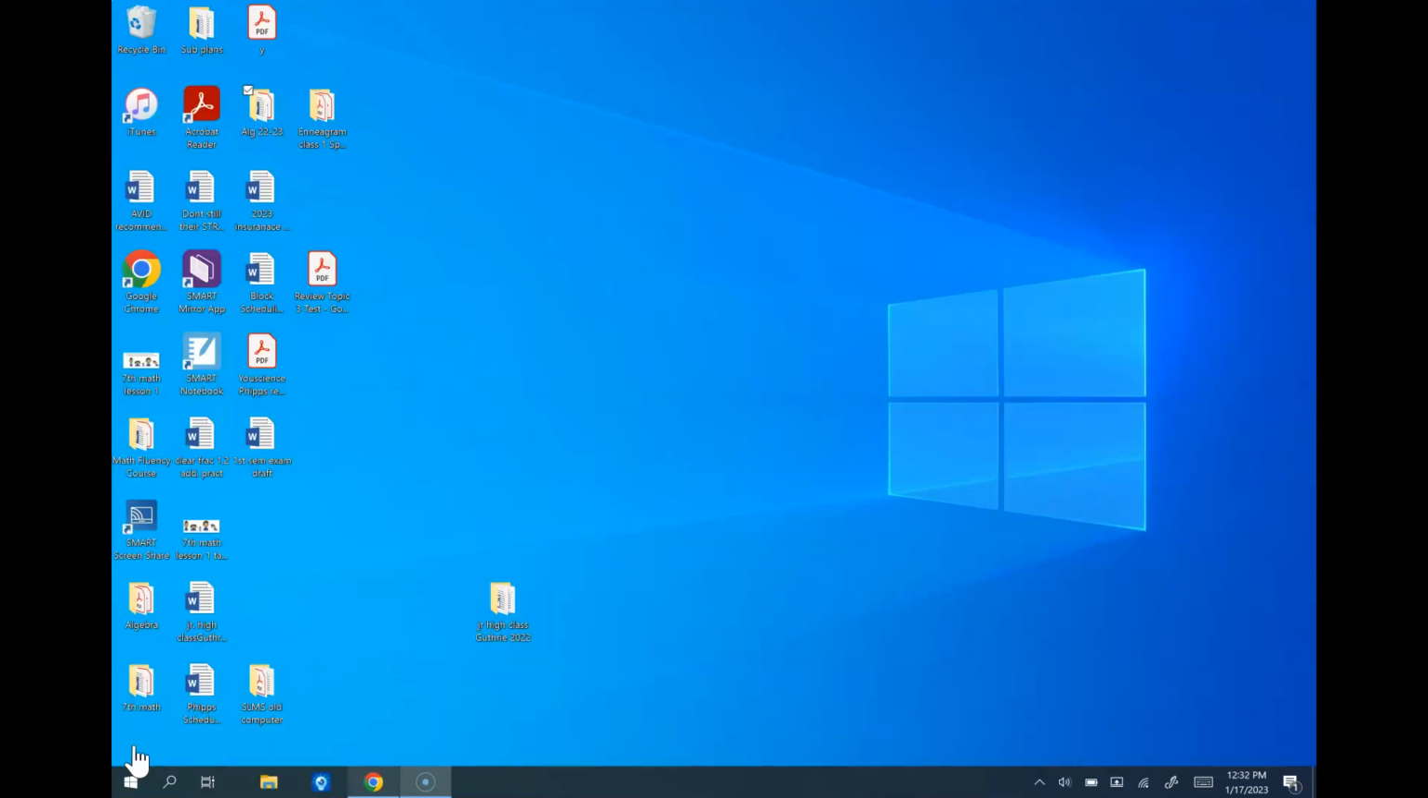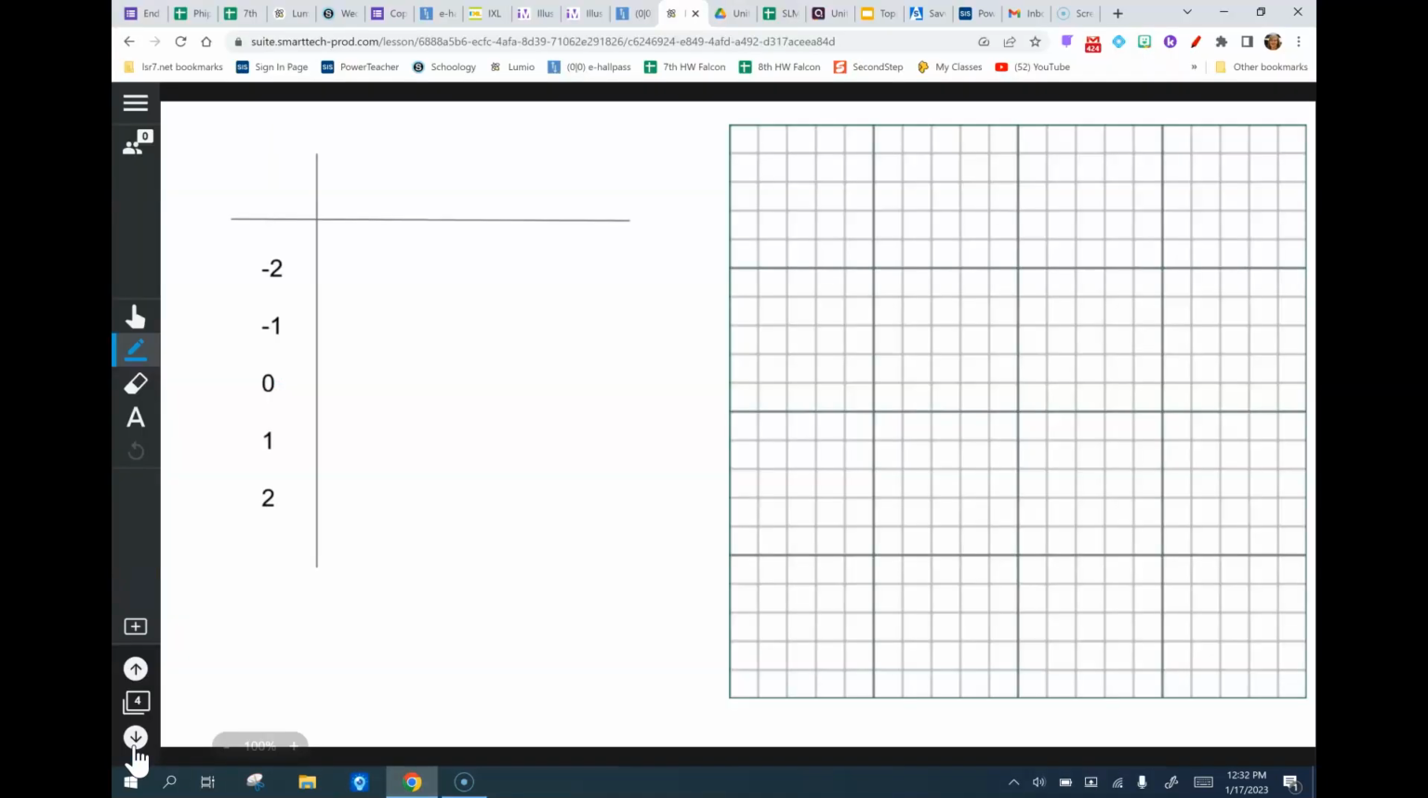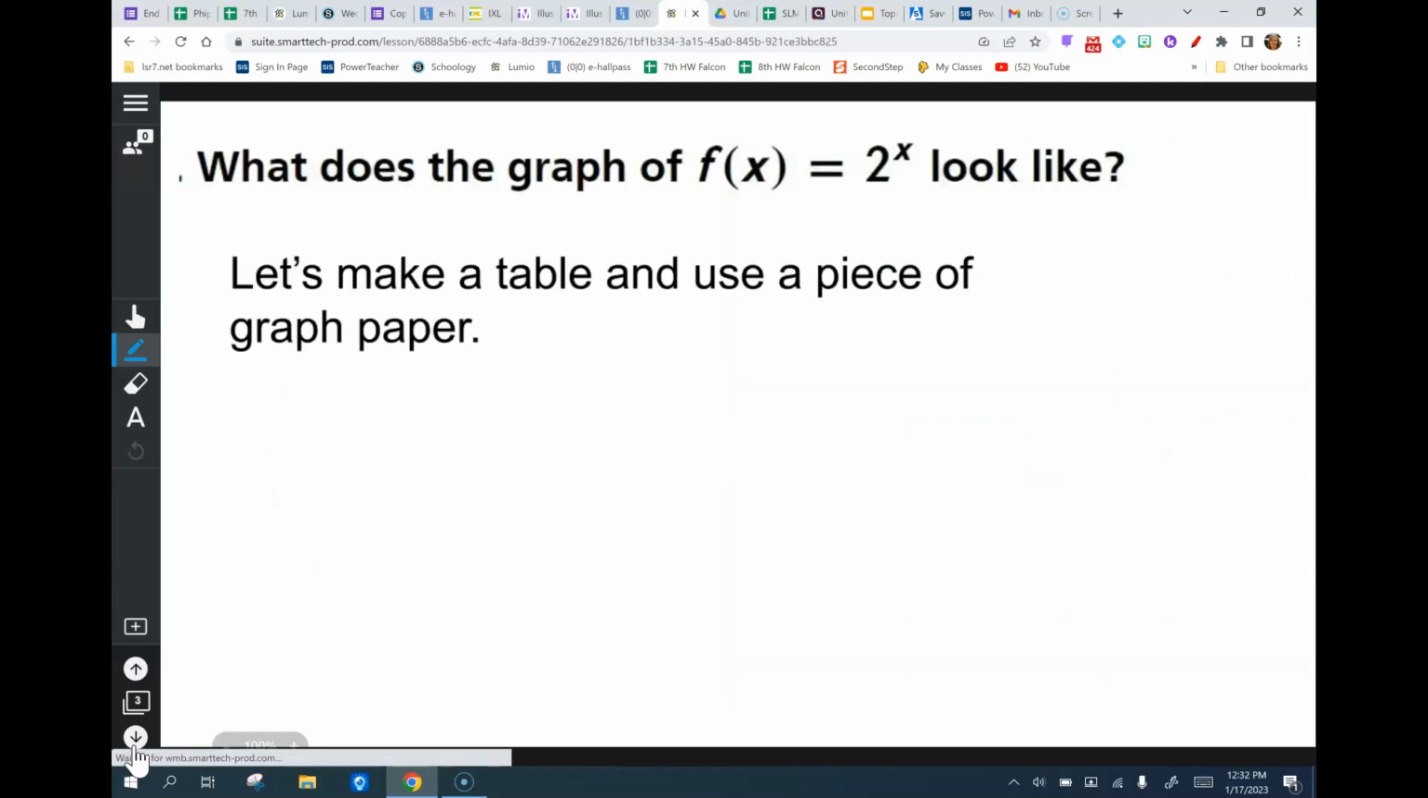So the first activity that you see in your book, we would do it in class to see what's happening, but we're going to skip it for now. If you have the opportunity to do it, it really is kind of cool how things work out. So we're going to go to the next thing that I want you to do.